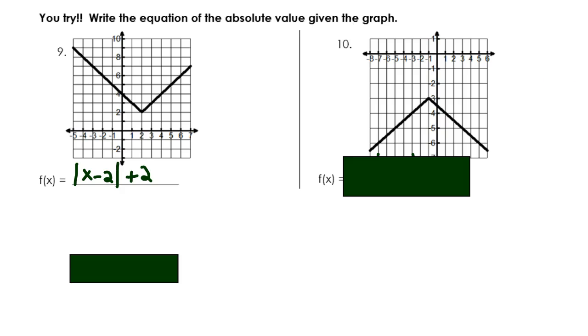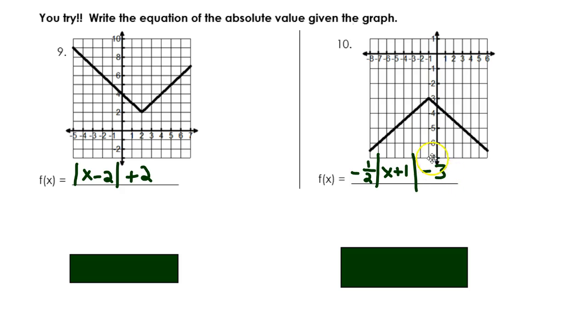For example 10, you should have noticed that it shifted left 1, down 3, which would be x plus 1 inside of the absolute value bars, and then minus 3 at the end. The slope of the right side of the vertex is down 1 over 2. So again, we have a slope of negative 1/2, and that is going to be your a before the absolute value.